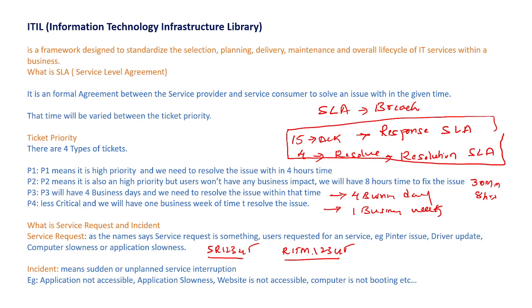So basically the difference between a service request and an incident is this: a service request is something freshly requested by a user, and there is no business interruption in it. But in the case of an incident, the application was working perfectly fine and all of a sudden an unplanned business interruption appeared, causing interruption to the business. That can be application slowness, the application not working, or the computer being unable to access something. That is called an incident.